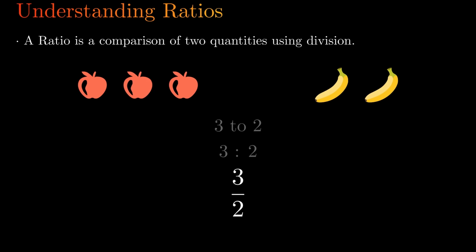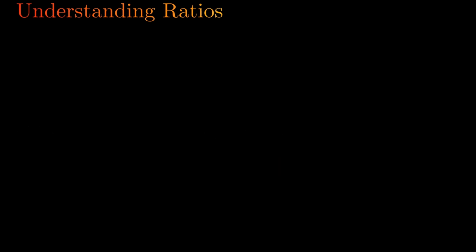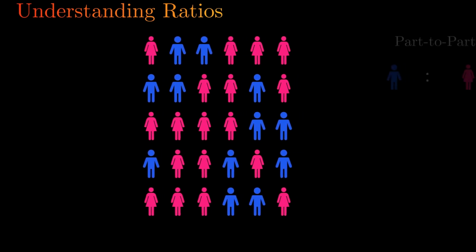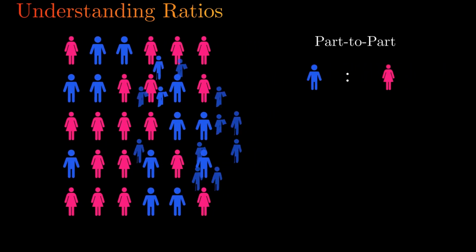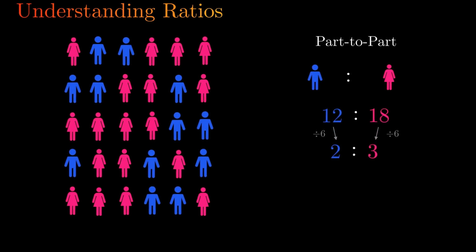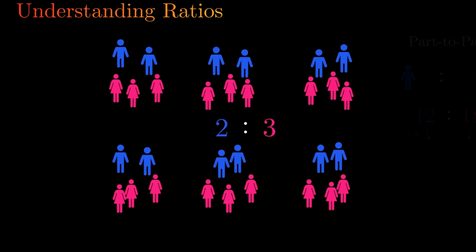Let's try a different example to see the difference between part to part and part to whole. Suppose a classroom has 12 boys and 18 girls. If I ask for the ratio of boys to girls, part to part, we write 12 to 18. But just like fractions, we love to simplify. Both numbers are divisible by 6, so the simplified ratio is 2 to 3. For every 2 boys, there are 3 girls.